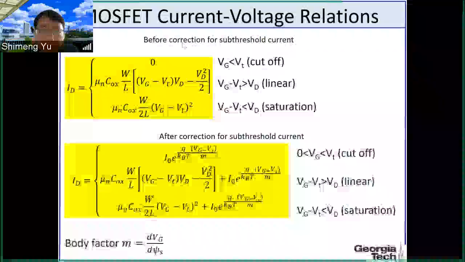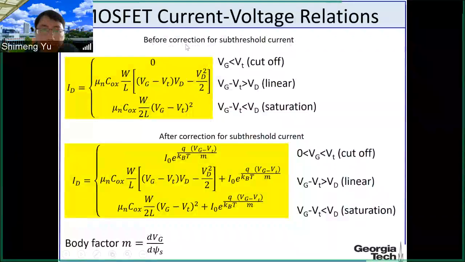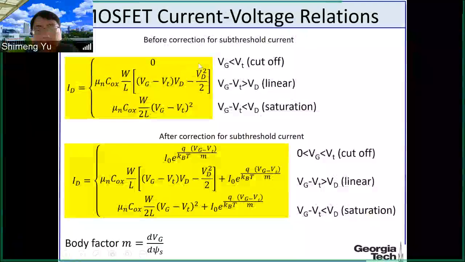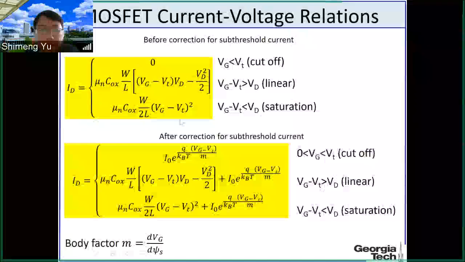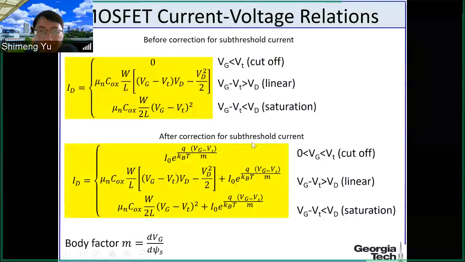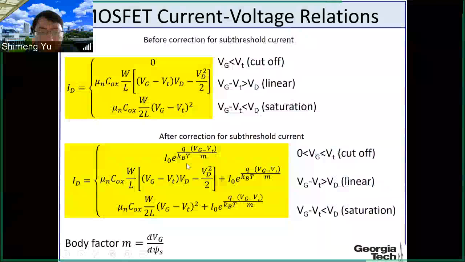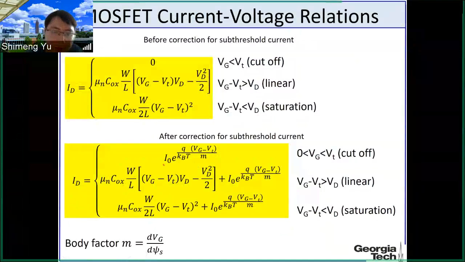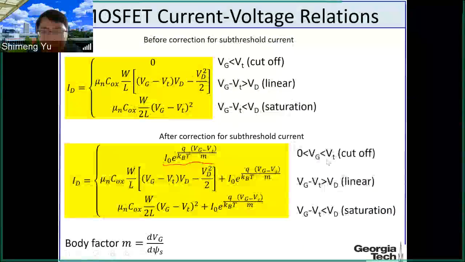Okay, so we are going to correct the IV equations from before, and this is what we have before. This is the ideal IV equations. If we only consider the first order effects of the transistor, then we have those ideal equations. And we call it a square law model for the n-channel transistor. But when we consider subthreshold currents, this is like a second order effect. Then we are going to introduce this one below the threshold.